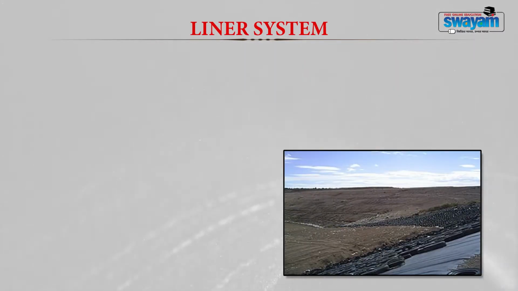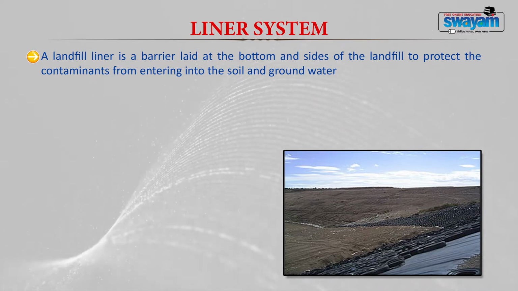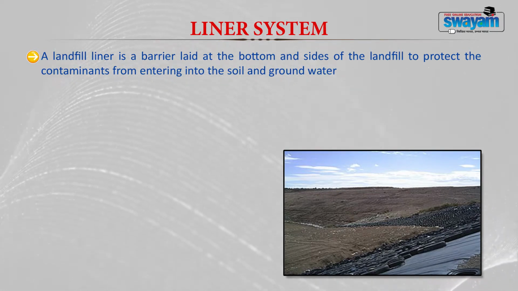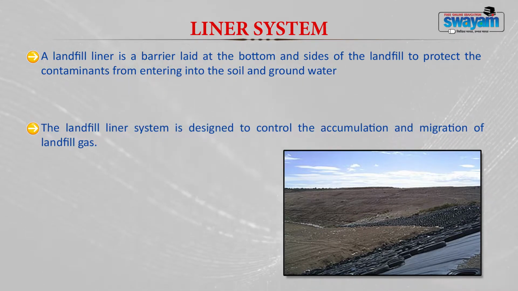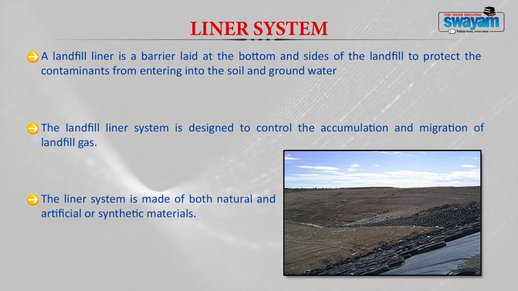Now, let us discuss the liner system. A landfill liner is nothing but a barrier that is laid at the bottom as well as on the sides of the landfill to protect the soil and groundwater from contaminants entering. The landfill liner system is also designed to control the accumulation and migration of landfill gas. The liner system can be made of both natural as well as artificial or synthetic materials.